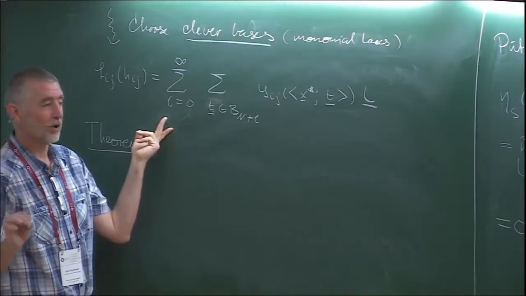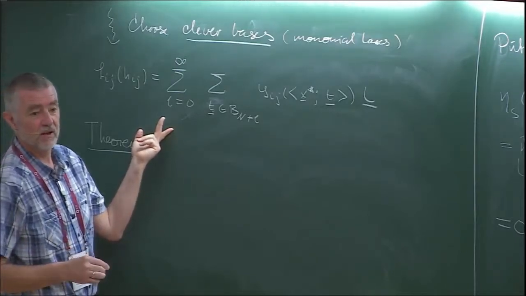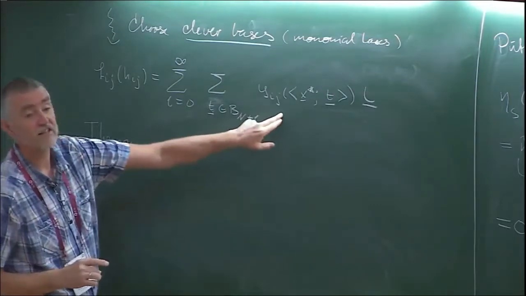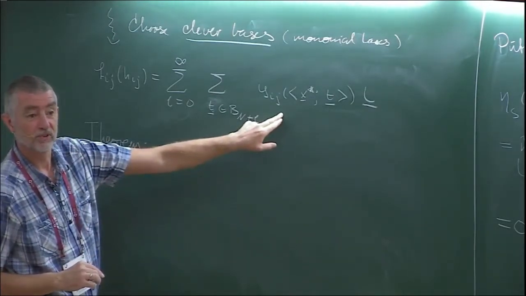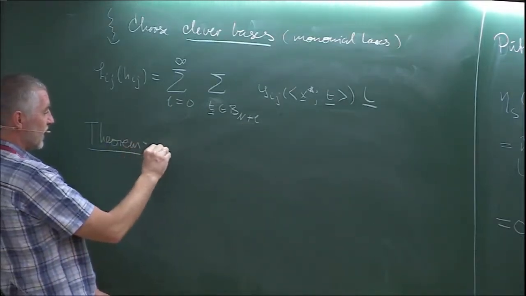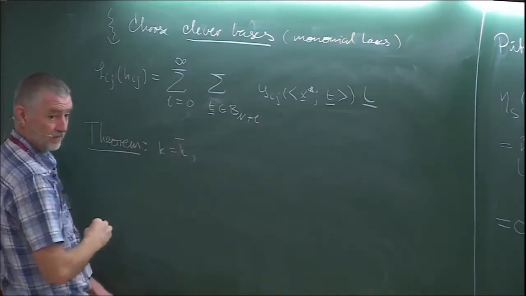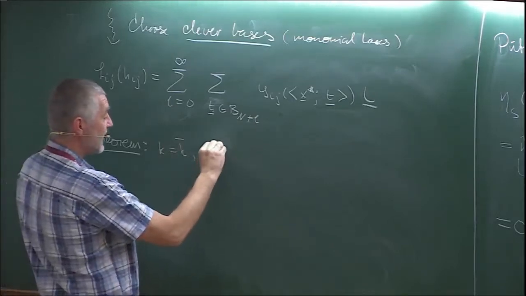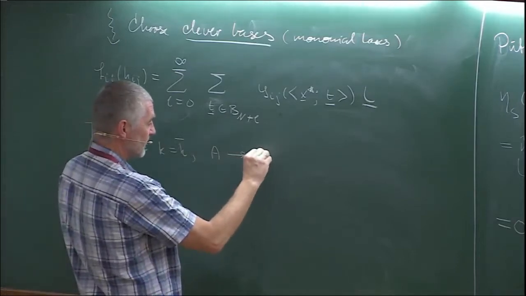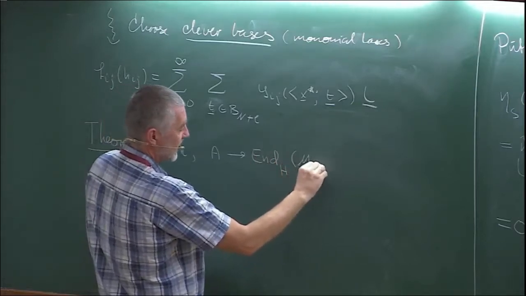But then I observed that if this system, in fact, is an infinity structure, if this massey product gives an infinity structure, then these are polynomials. And that's a nice result. But that is not what I'm going to tell you. I say that if K is algebraically closed, then I have A mapping injectively into End_H(M_H).